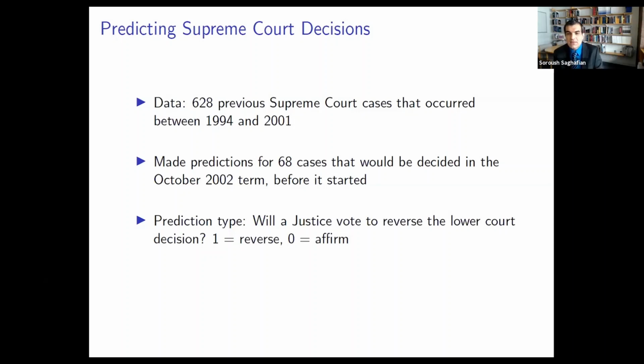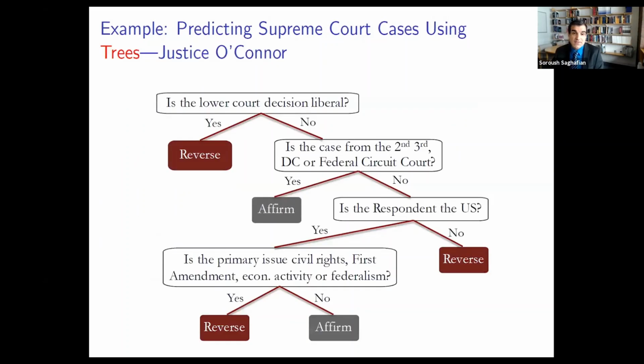And they asked the same thing. They asked the algorithm to predict. They asked those experts to predict as well. And then they compared what happens. This is a classification problem.